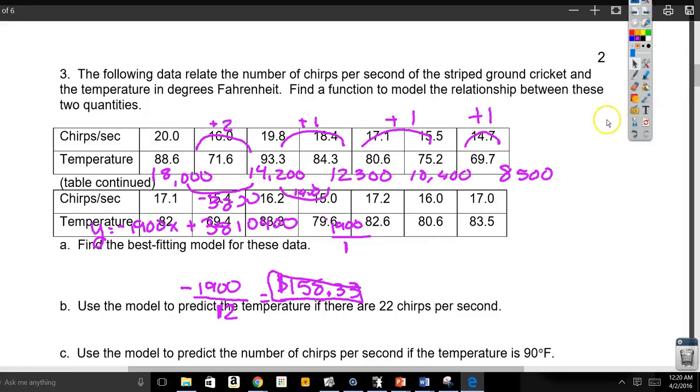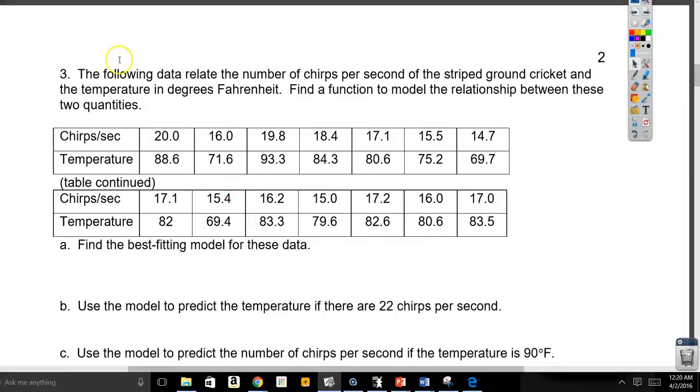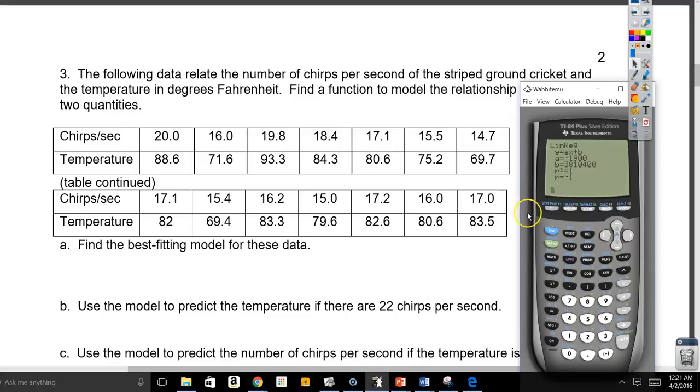Alright, number 3. The following data relate the number of chirps per second of the striped ground cricket and the temperature in degrees Fahrenheit. Find a function to model the relationship between these two quantities. So this is just a table that's continued. So the top is going to be our x values, the temperature is going to be our y values, and they're all going to be in the same column.